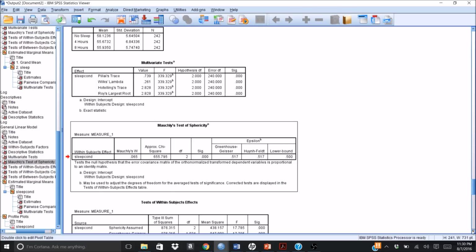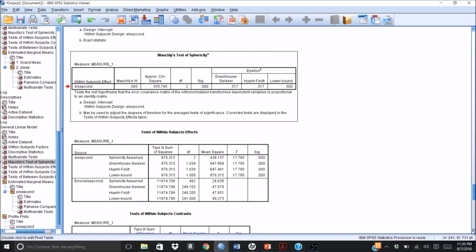So because of that, when I look at my F value for my ANOVA, instead of using sphericity assumed, I'm going to use the Greenhouse-Geisser. So if it's below 0.05, I want to use Greenhouse-Geisser. And if it's above 0.05, then I will use sphericity assumed. So again, this is below 0.05. I'm going to use my Greenhouse-Geisser. And this is what I am going to read for my F statistic.